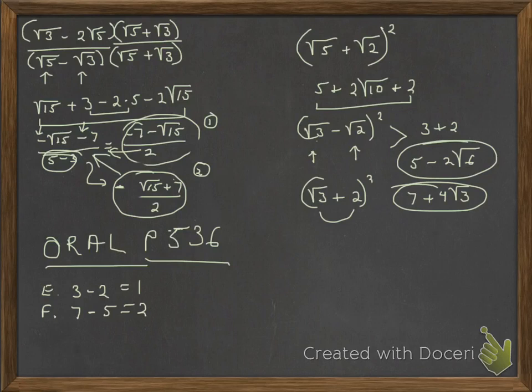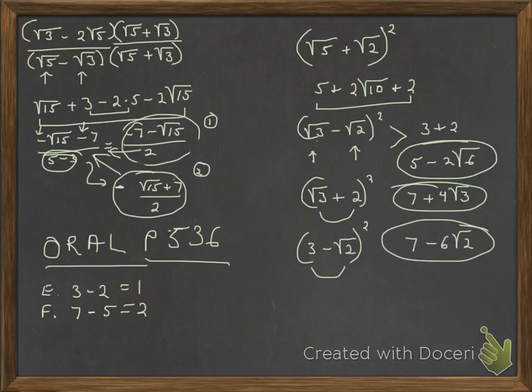Let's look at the last one. 3 minus the square root of 2, squared. Squaring the first term, I'm going to get 9. Squaring the last term, I'm going to get minus 2. 9 minus 2 is 7. Middle term, multiply them together and double it. Okay, so that's a good little exercise.